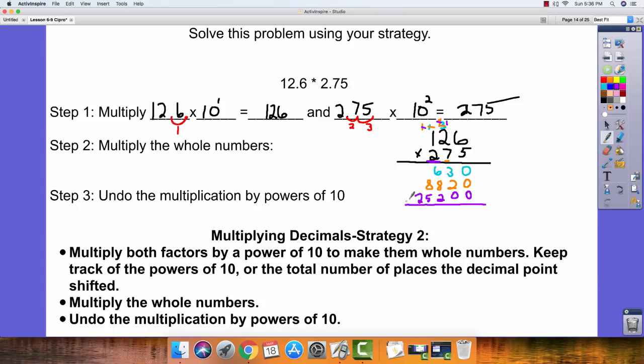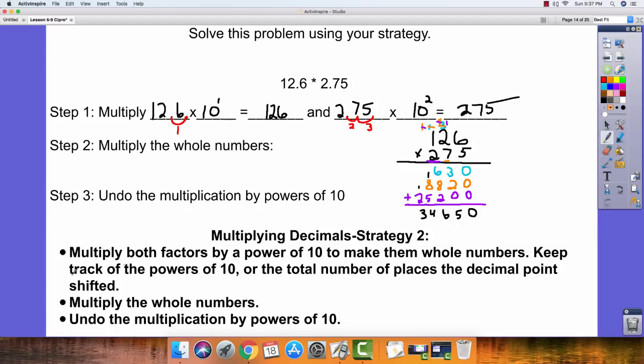And now I need to add up all of my products here. So 0 plus 0 plus 0 is 0. 3 plus 2 is 5. 8 plus 2 is 10, plus 6 is 16. 8 plus 5 is 13, plus 1 is 14. Carry the 1. 2 plus 1 is 3. So here's the number that I ended up with after I did step 2 of multiplying my whole numbers.